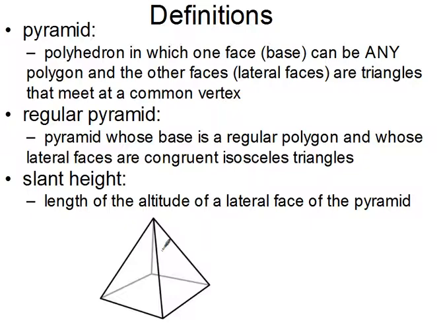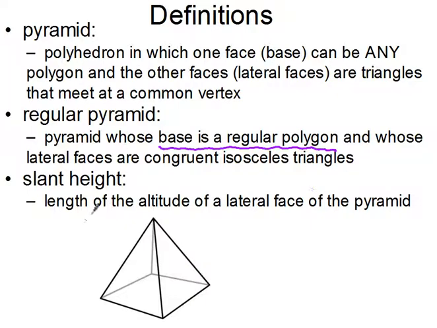A regular pyramid has a regular polygon base. Okay, so a regular pyramid's base is a regular polygon. And then the lateral faces just happen to be congruent isosceles triangles. Otherwise, in any other pyramid, the triangles around the top are not congruent. So we have to pay attention to that.